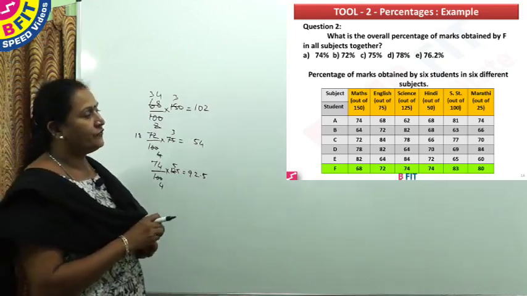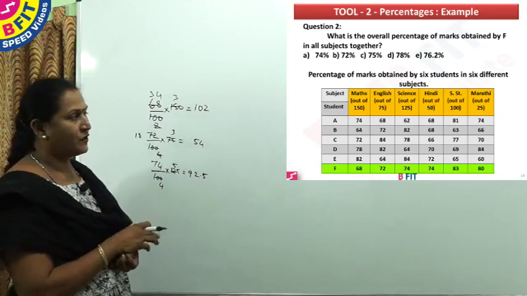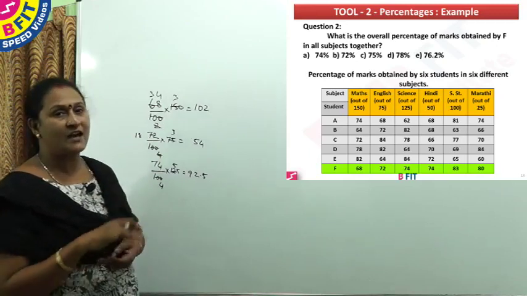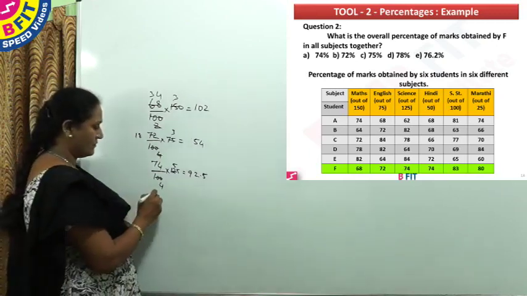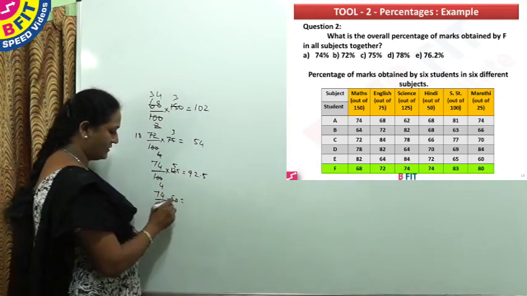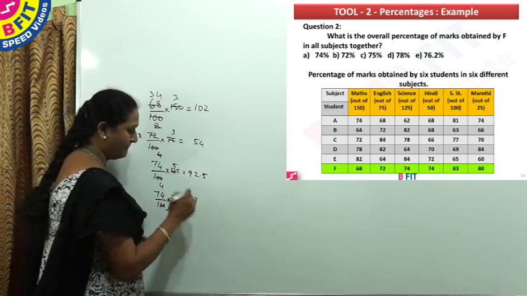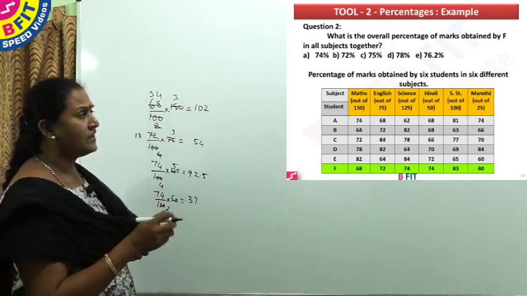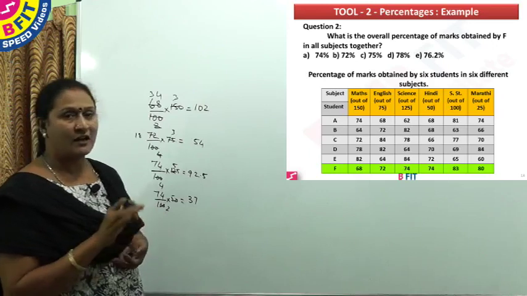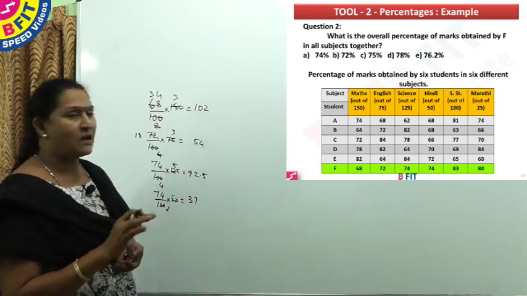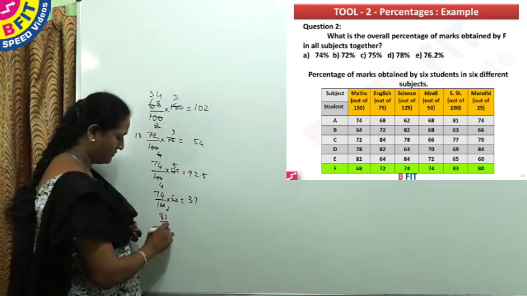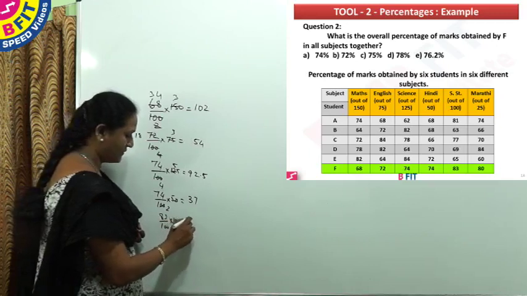So in Hindi, out of 50, 74%. For 100 it is 74, for 50 it is half, 37. So 74% of 50, which is half, 37. And now in SST, out of 100 it is 83. So percentage is 83%. For 100 it is 83, so marks also is 83. So 83% of 100 is equal to 83 again.